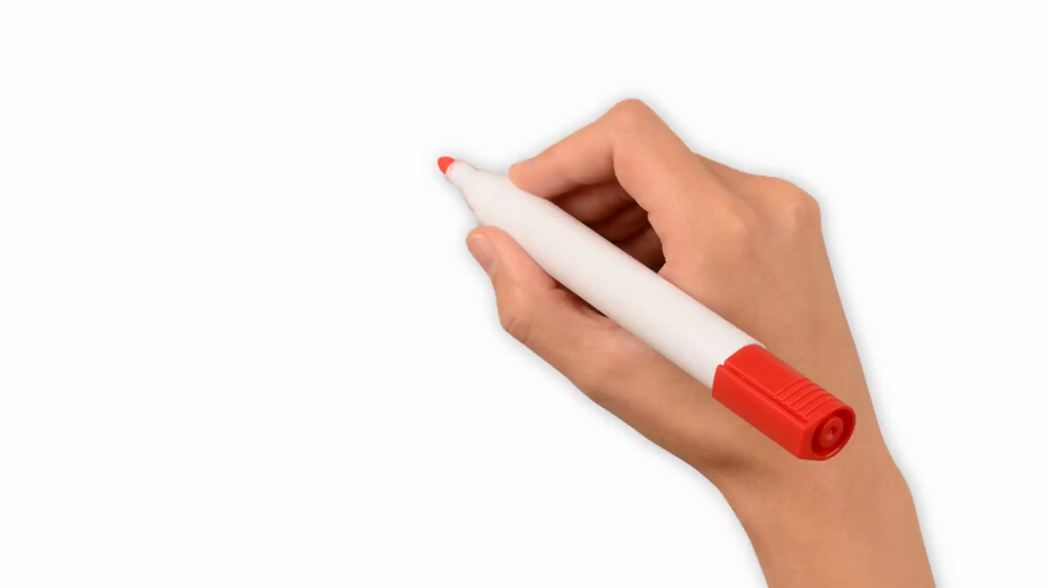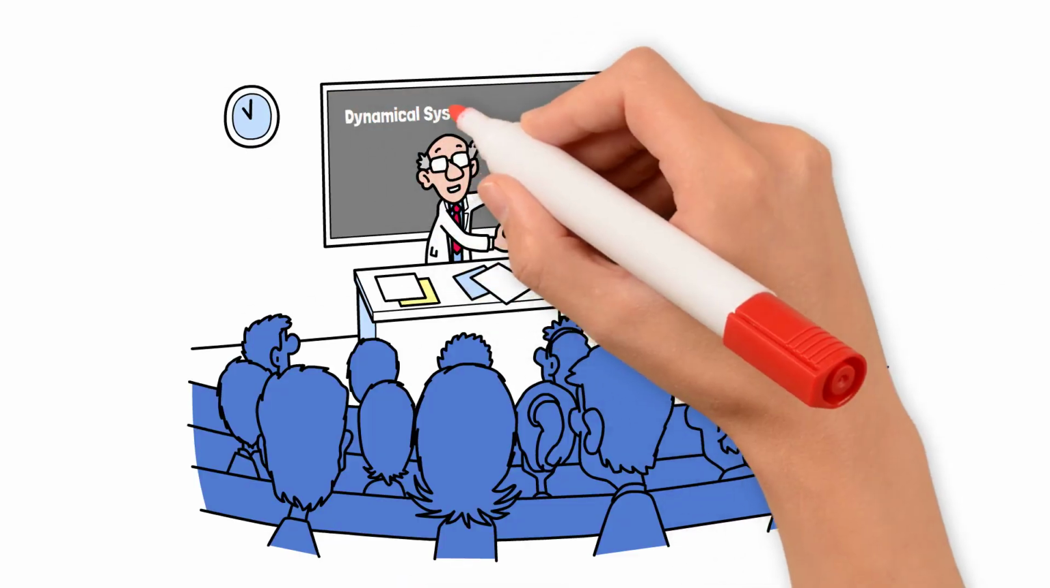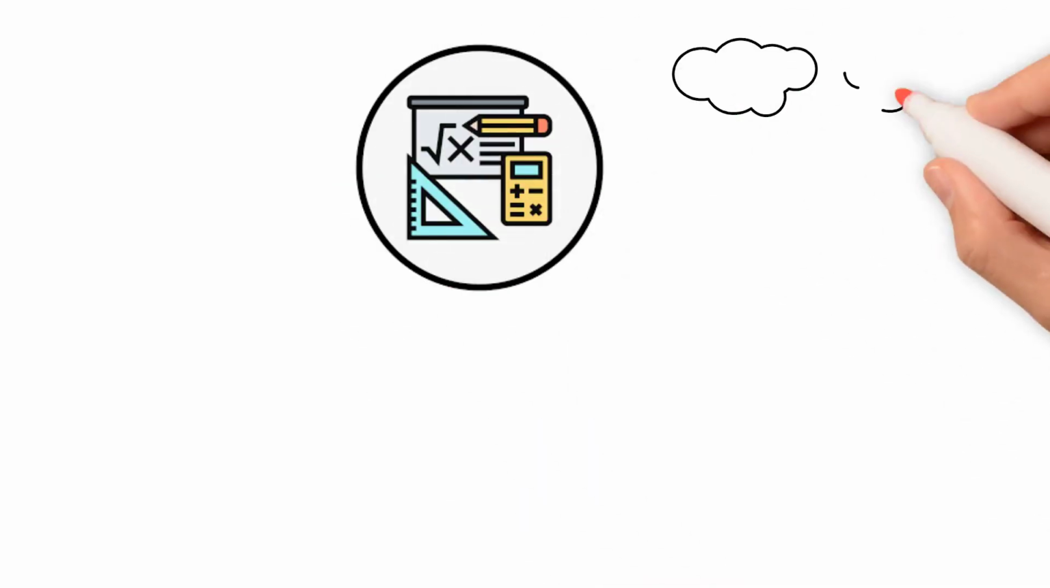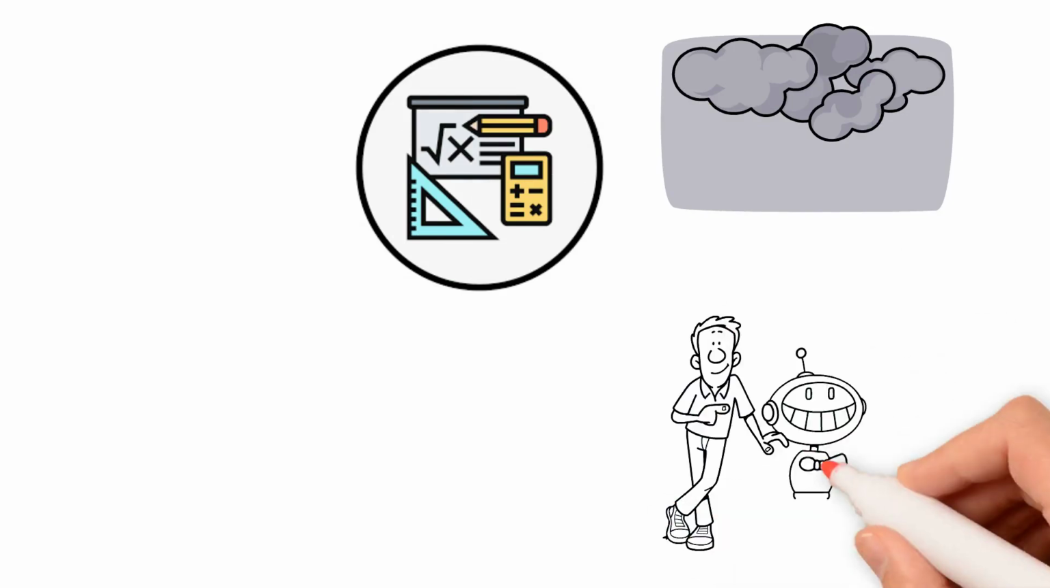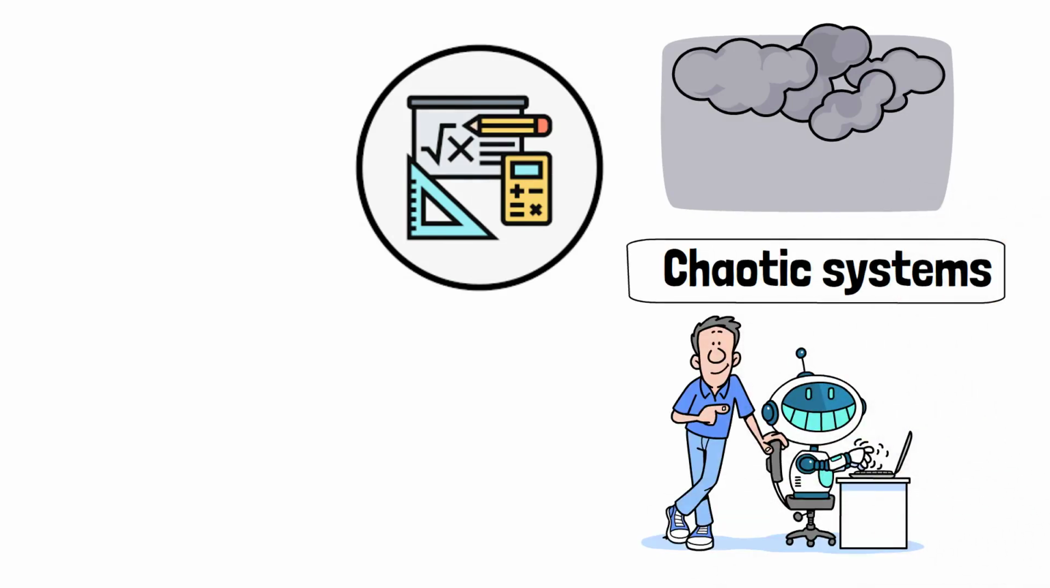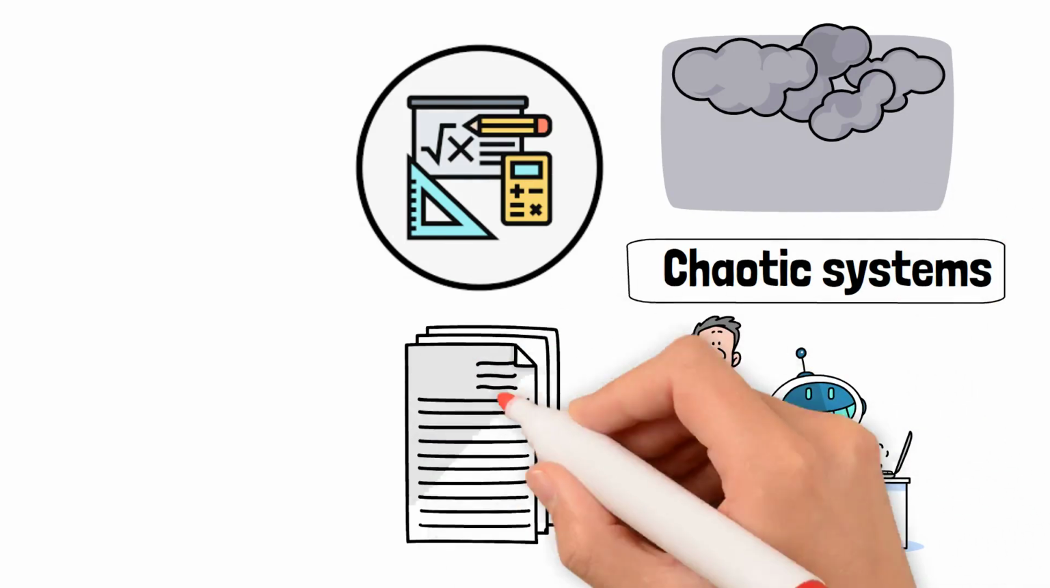In our next episode, we'll step into dynamical systems and chaos theory. Here, we'll explore how mathematics models complex nonlinear systems, from weather patterns and robotics to the delicate balance of chaotic systems that seem unpredictable but follow hidden rules.